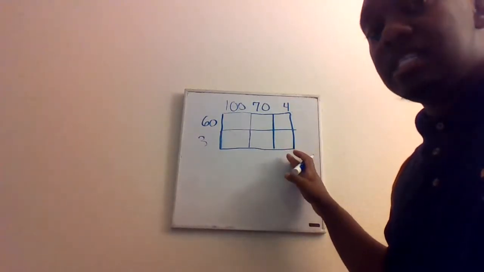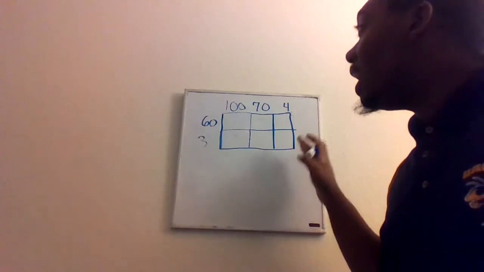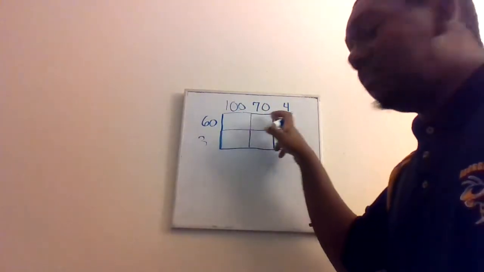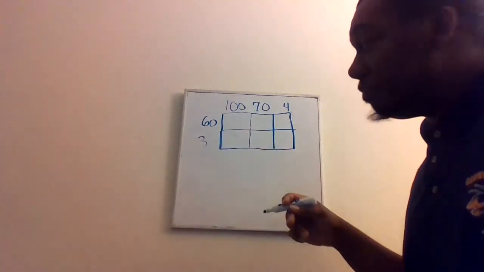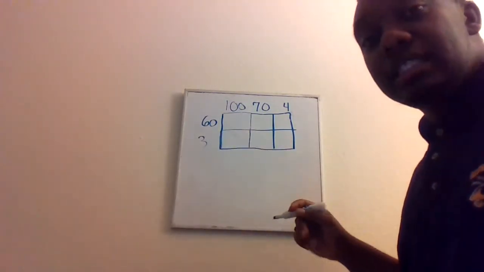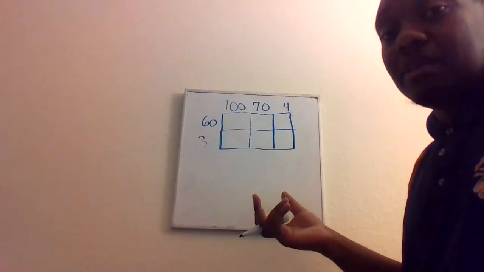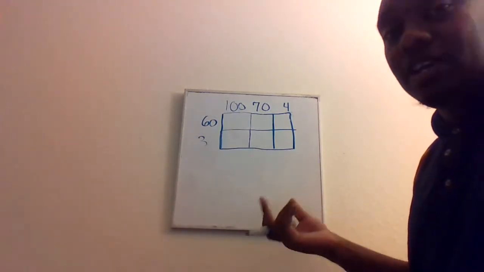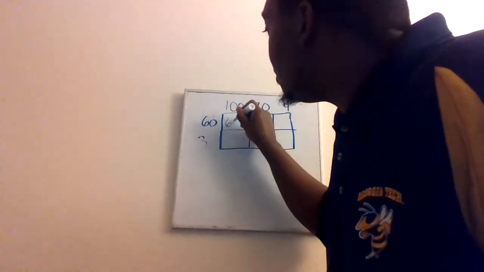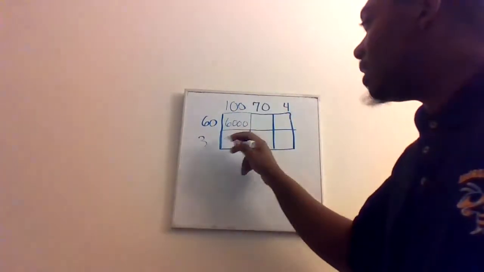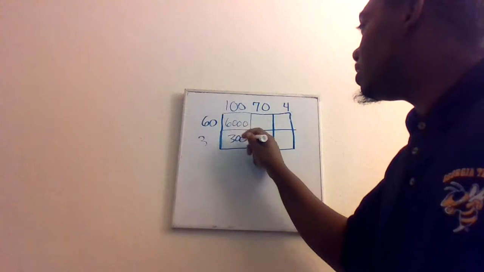I write it this way because it's definitely 100% easy to see. Hey, I know that this is 100, this is 70, and this is 4. All right, and this is 60, and this is 3. And so what you put inside the rectangle is the area for each rectangle. And so in this instance, we have 100 times 60, and so that would just be 6,000. 100 times 3 would just be 300.